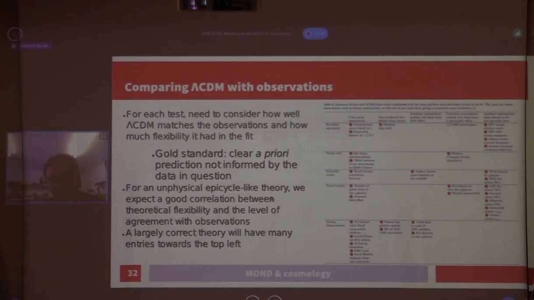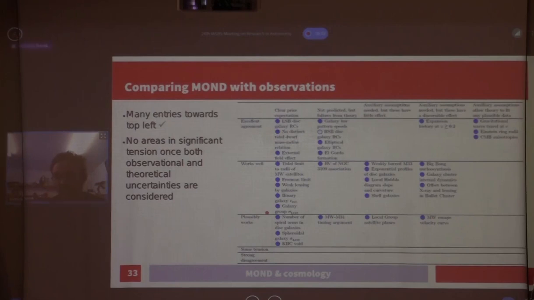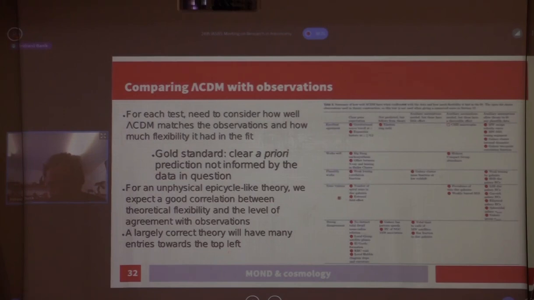And the idea is, of course, that if you have an unphysical theory, how much flexibility you have directly tells you how well you agree with the observations. So basically, on this diagram, things would be along this diagonal. But a largely correct theory will be well above the diagonal. You can see there's a few tests like that for lambda CDM, but not very many. While for MOND, there's many tests above the diagonal, indicating that it's a much better theory. Also, there's no areas in significant tension with MOND that we identified, even though there's many falsifications of lambda CDM here.